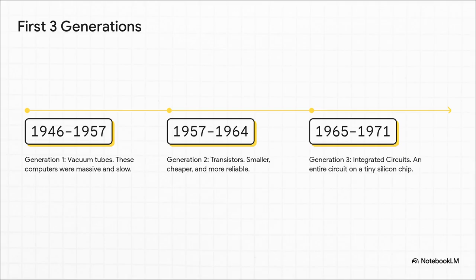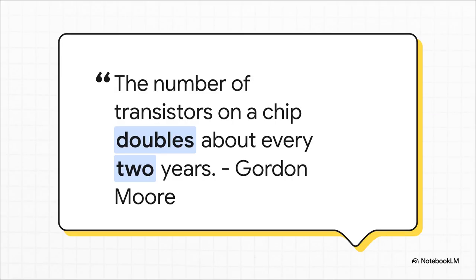Then, the second generation came along and replaced those clunky tubes with transistors. These were a game changer, way smaller, cheaper, and so much more reliable. But the real revolution, the one that changed everything, was the third generation, the integrated circuit. This is where engineers figured out how to cram an entire circuit's worth of components onto one tiny little chip of silicon. And this insane pace of progress wasn't just random.